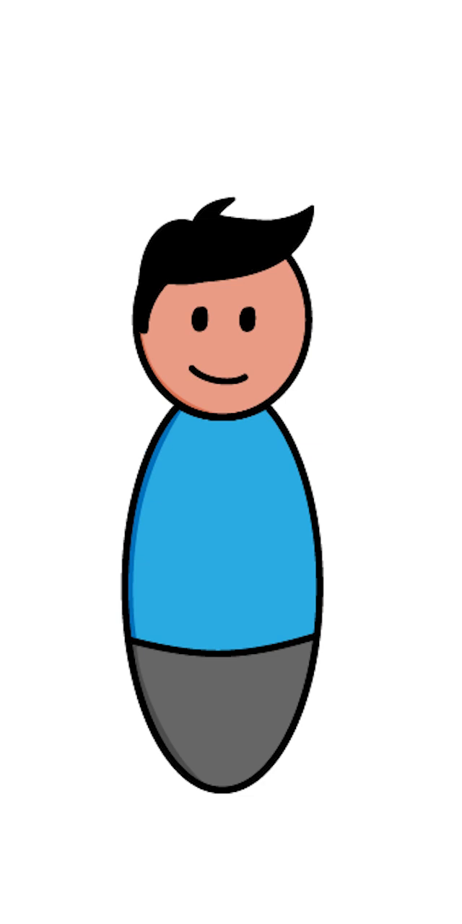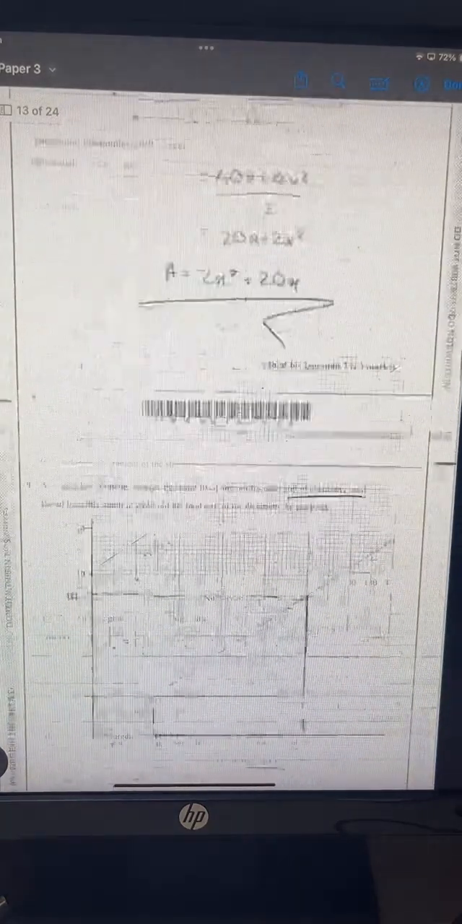So my advice on getting grade 5s and above, like higher grades on maths, is underline exam questions. Underline as much as you can from the question so you fully understand it, all right?